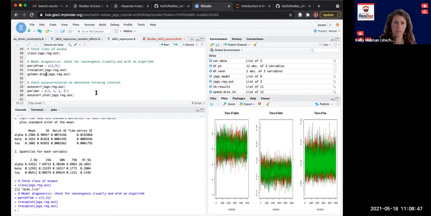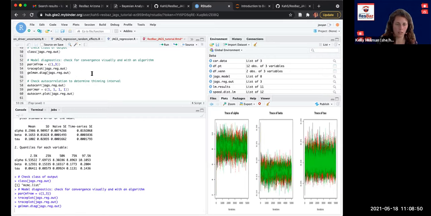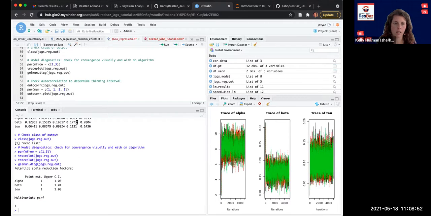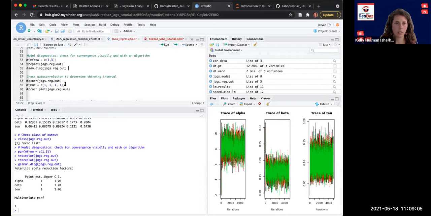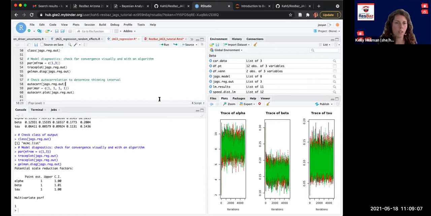Another way is these Gelman-Rubin statistics. This is showing basically anything below 1.01 is showing that it's converging well. And so all of these look pretty good.